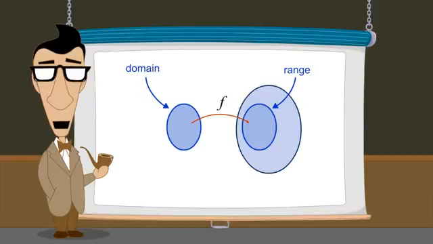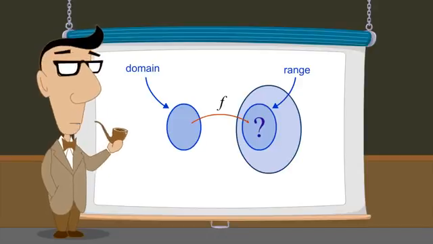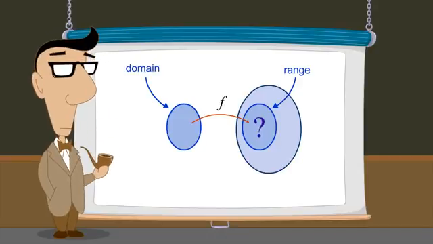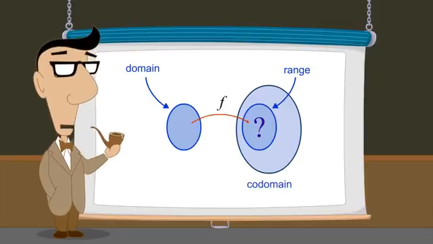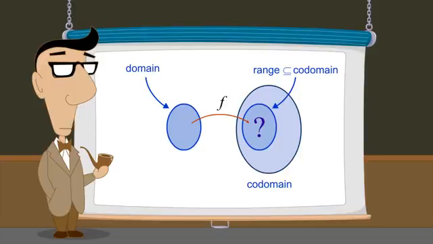We may not know exactly which numbers are produced, so we don't know the function's exact range. But if we know that they are all real numbers, we can say that the range is contained in R, the set of real numbers. The set which contains the range is called the codomain of the function, and so the range is always some subset of the codomain.